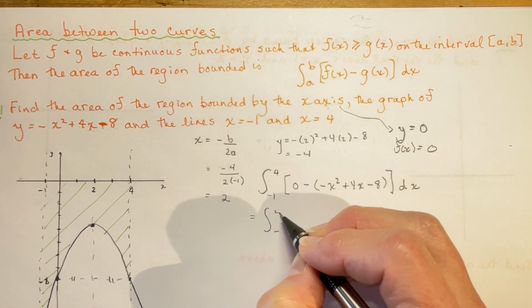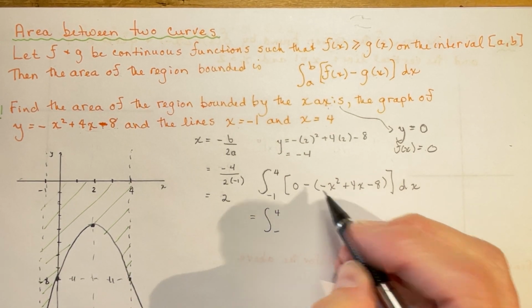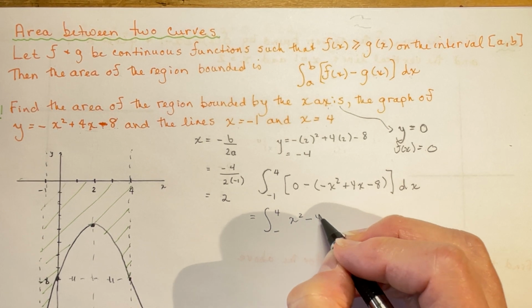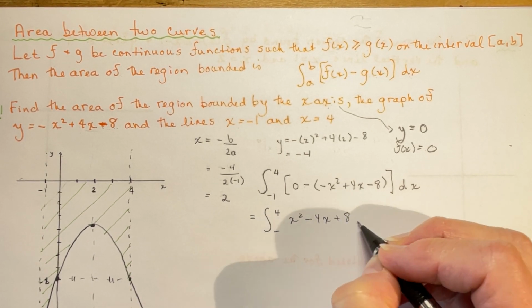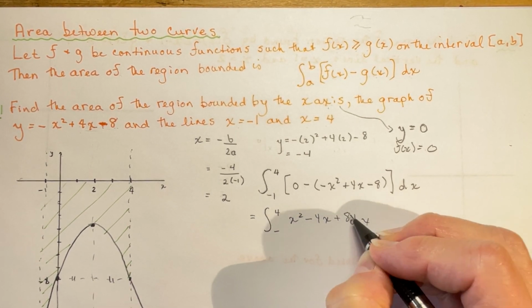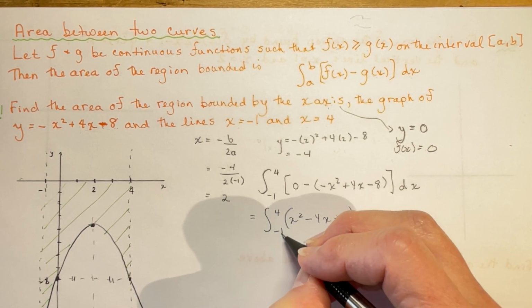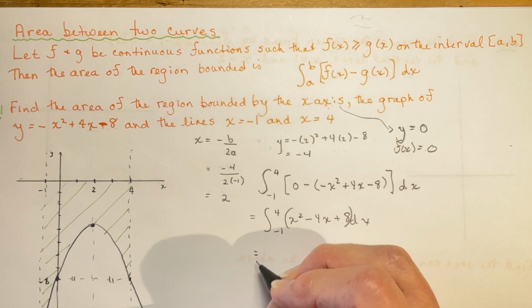Okay, so I'm going to fix this up before I take the integral. So I'm going to go from minus 1 to 4. Minus and minus means I'm going to change all the signs in here. So it's going to be x squared minus 4x plus 8 dx. Put that in brackets between minus 1 and 4. Getting a little messy here.